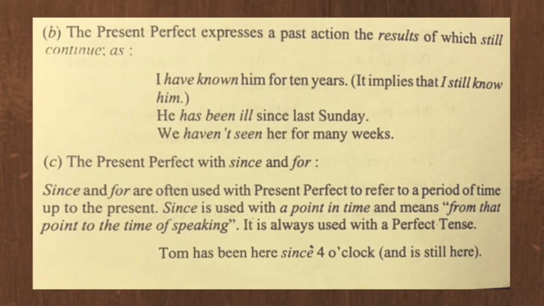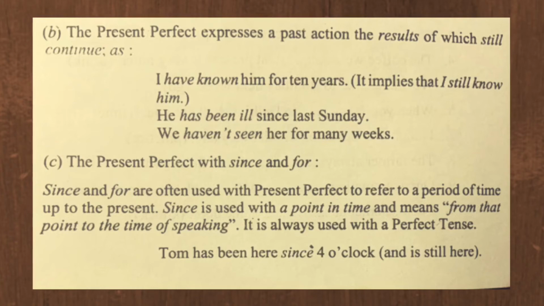The present perfect tense expresses a past action, the results of which still continue, as I have known him for 10 years. It implies that I still know him. He has been ill since last Sunday. We haven't seen her for many weeks.